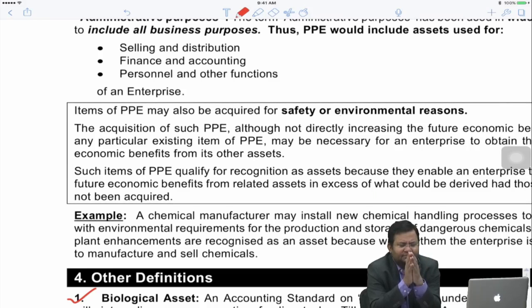Yes Bank. We need a server for installation of core banking application. We have purchased a server for core banking application. Is this a property, plant, equipment under AS 10? How many say yes? How many say no? Majority says no. Majority is illiterate. Server is a hardware. Correct answer is it is a property, plant, equipment.